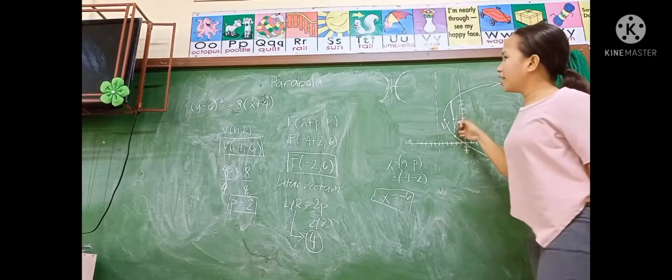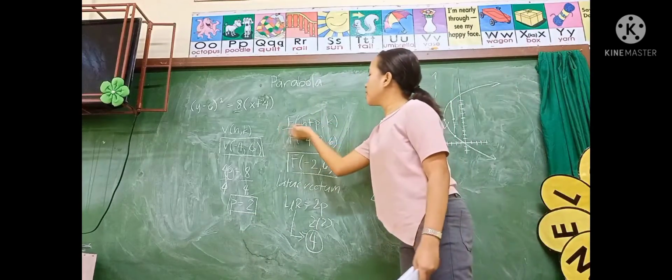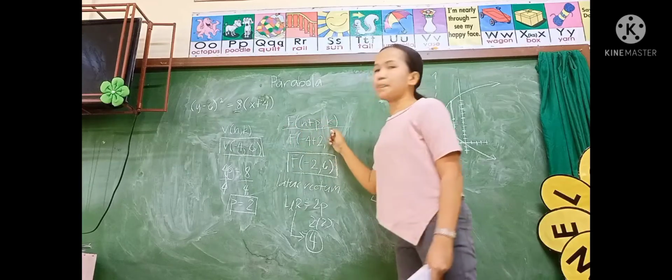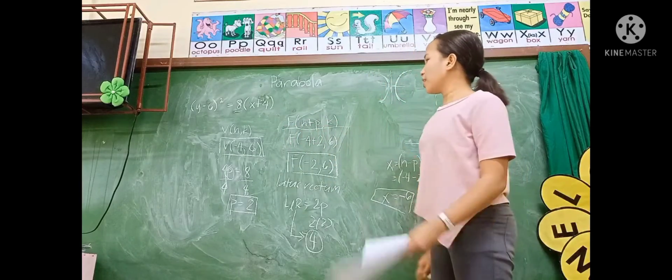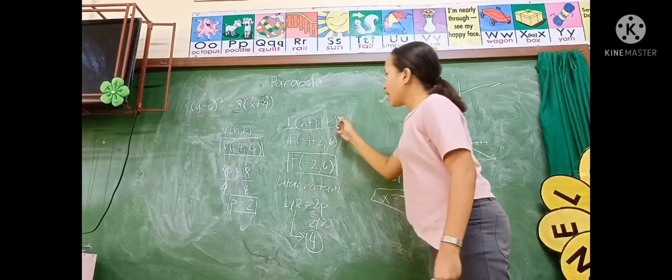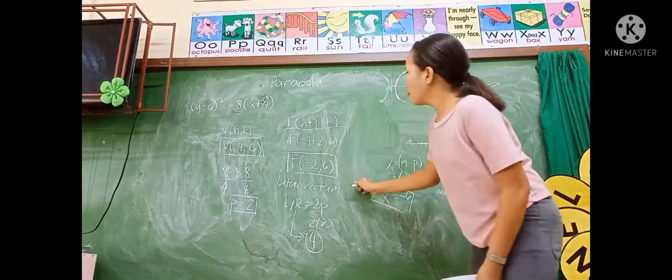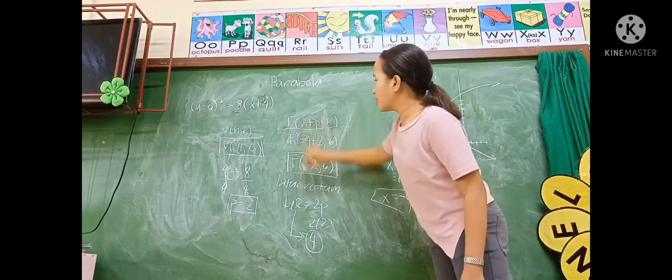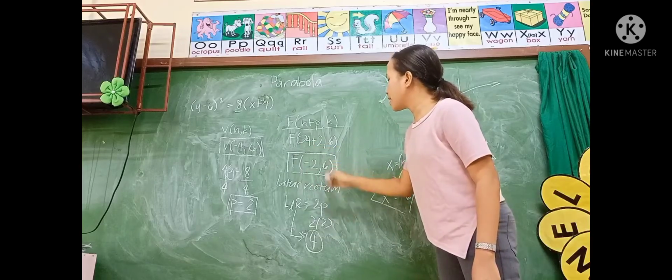Next is for the focus. So, using this equation, focus is the quantity of h plus p and k. So, let's substitute the given value. So, h is negative 4, p is 2, k is 6. So, negative 4 plus 2 is equal to negative 2, minus, copy the larger absolute value and then copy 6.